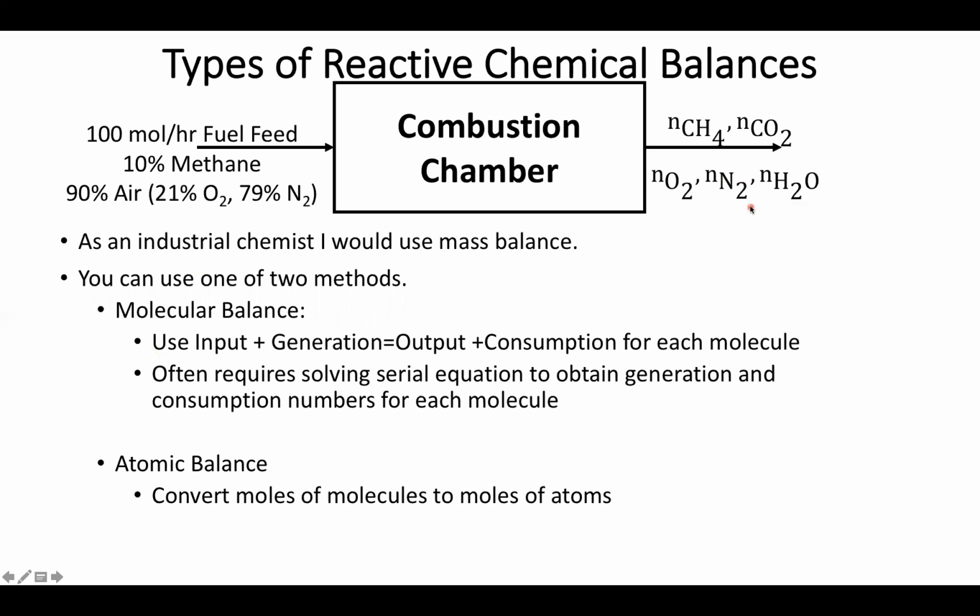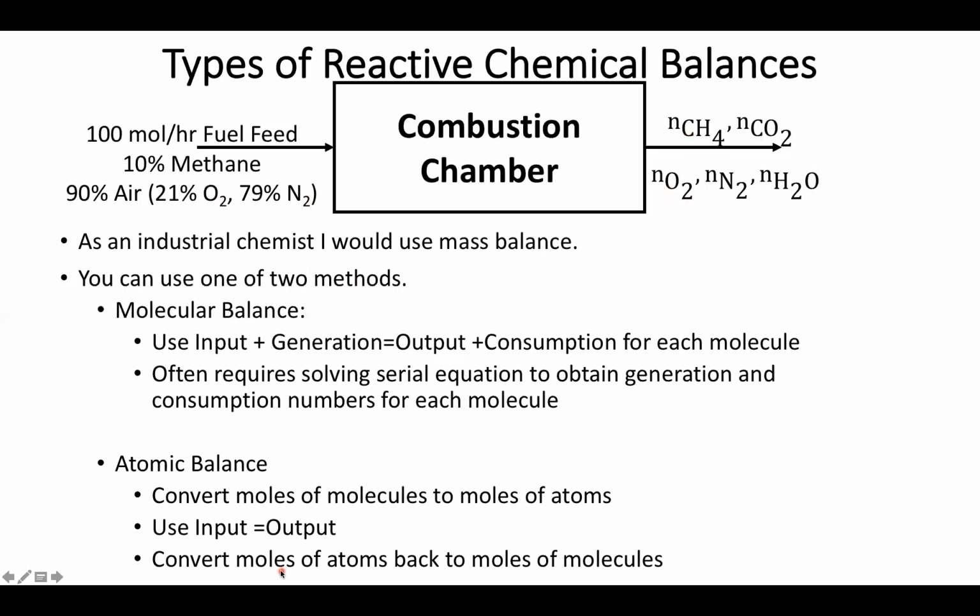The alternative is going to be to use atomic balance. So what I'm going to do is convert from moles of each of these molecules of O2, N2, and H2O, and turn this into the moles of the individual component atoms: carbon, hydrogen, oxygen, nitrogen. And I'm going to balance each of these sub-elements, using input equals output, because those aren't changing unless I've got a nuclear reactor. And then convert the moles of atoms back to the moles of molecules at the end.